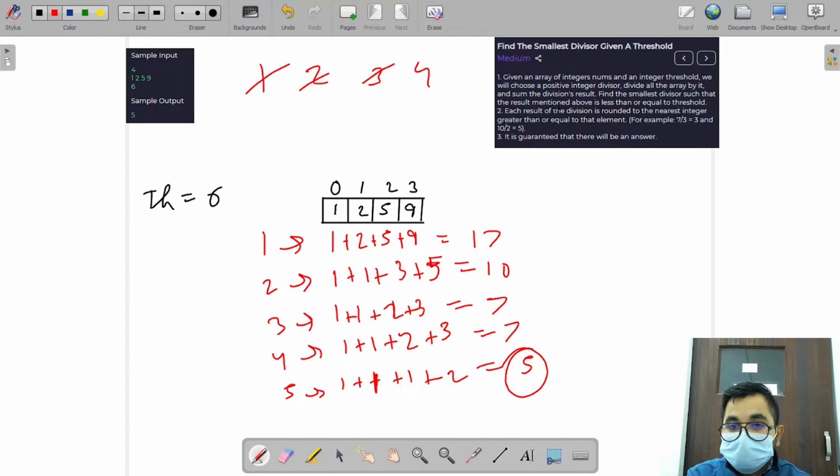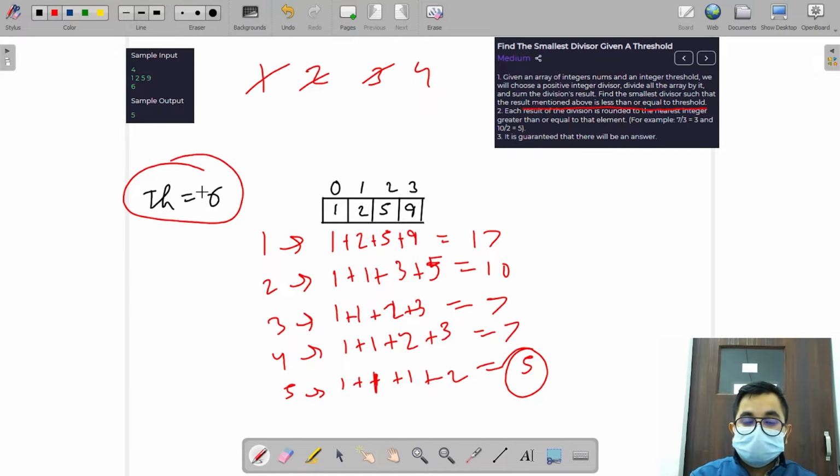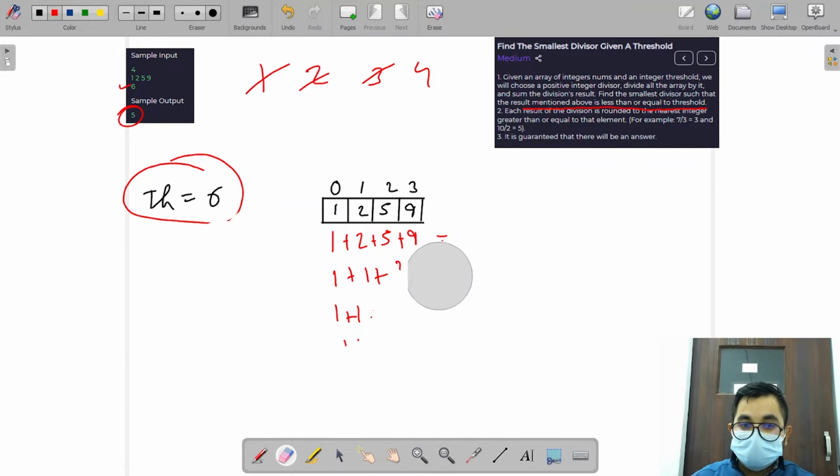But what we are given is that the result should be less than or equal to the threshold. So this is less than the threshold but not equal to the threshold. But is there any integer remaining that can give me the threshold of 6? No, it is not possible. 5 is the only solution here, right? You can see it in our sample output as well. 5 is the answer for the same array and the same threshold.